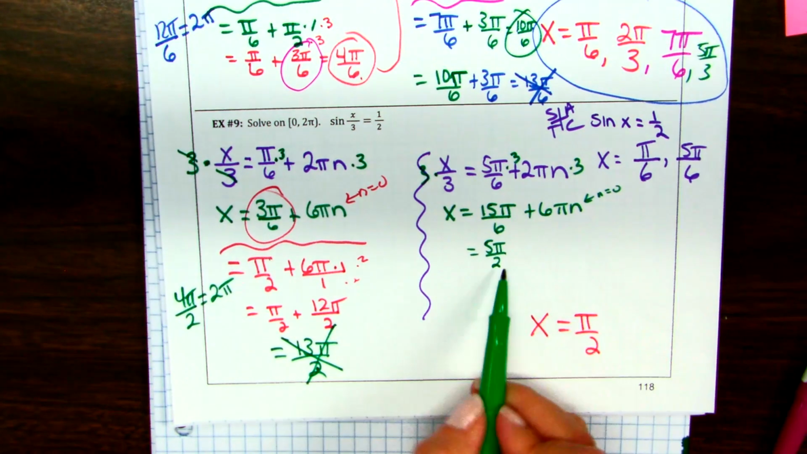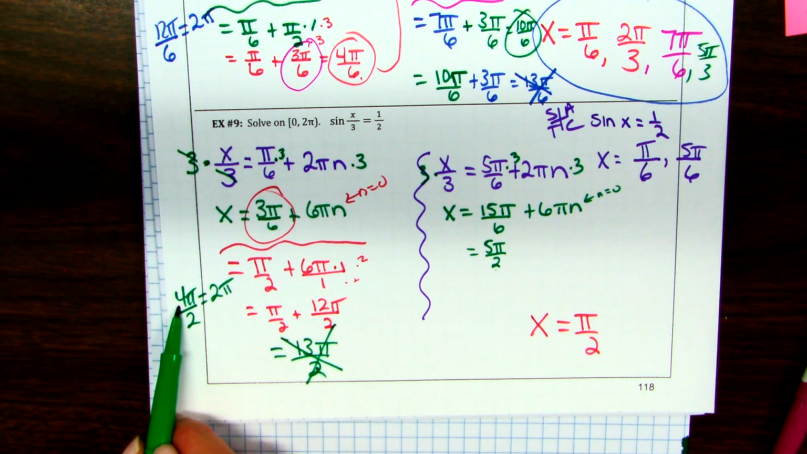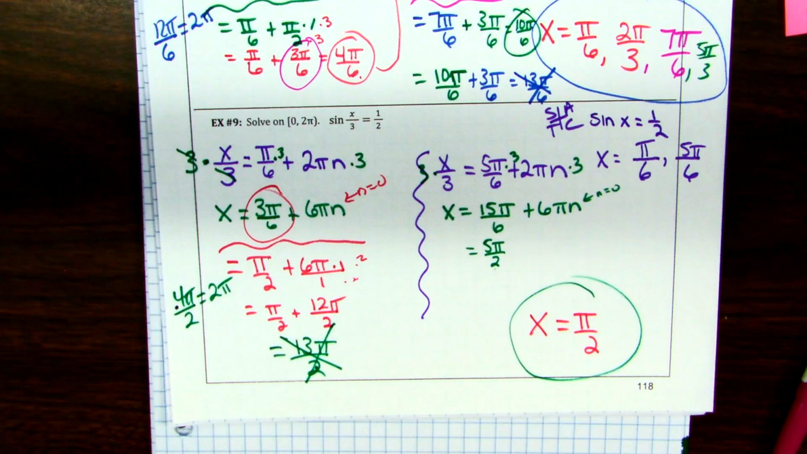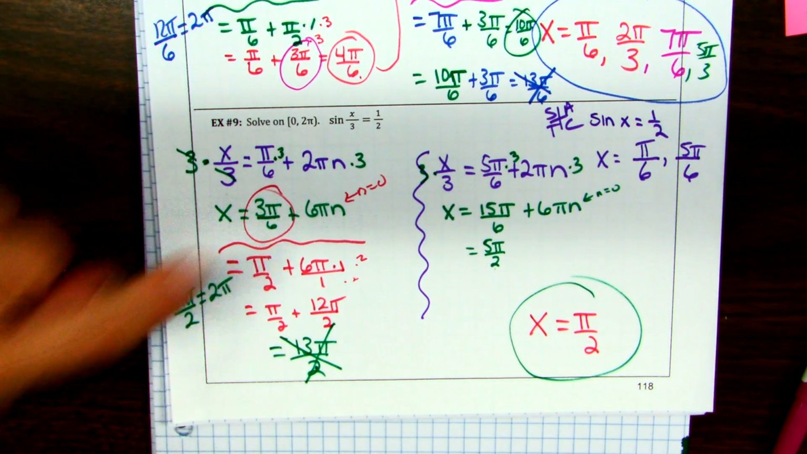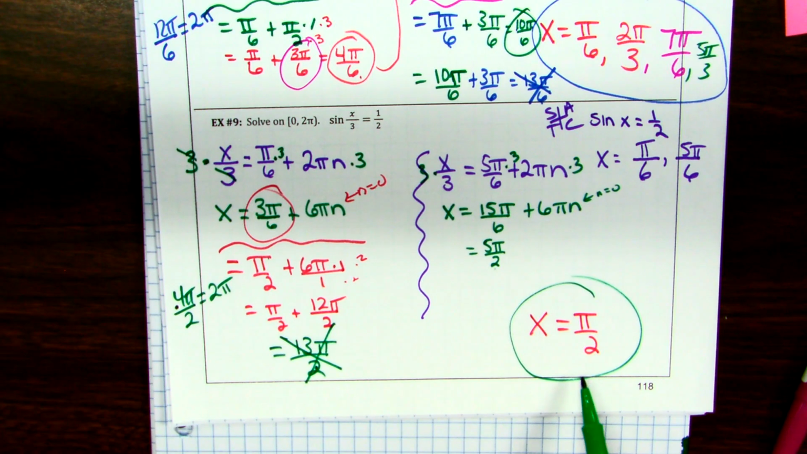over 2. Have I fallen off the unit circle, or am I on the unit circle? I fell off. 4 pi was my limit. That was the threshold. 4 pi is as high as I can go with a denominator of 2. So this one only has one solution. So the smaller the fraction in the original problem, the fewer answers you have. Okay?